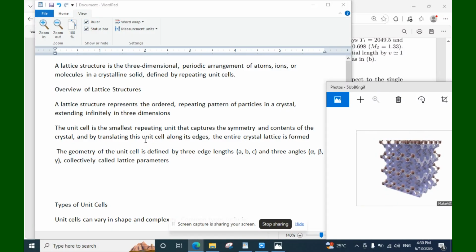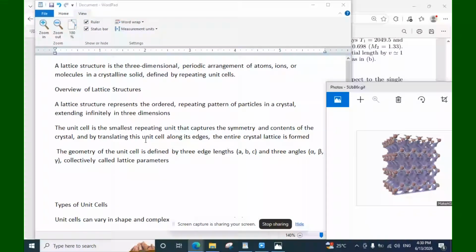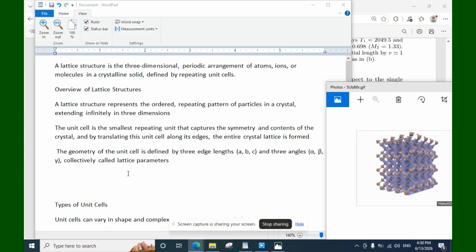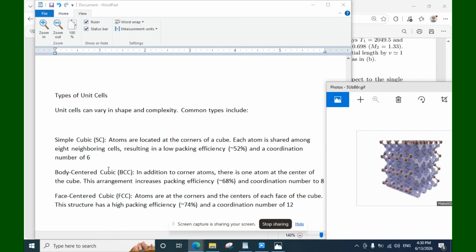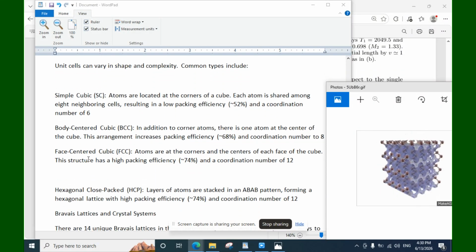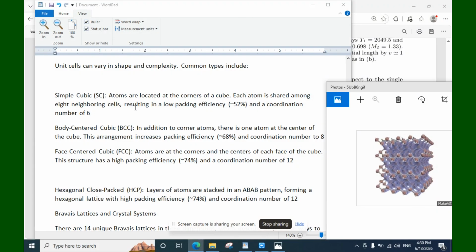The geometry of the unit cell is defined by three edge lengths a, b, c and three angles alpha, beta, gamma, collectively called lattice parameters. Types of unit cells. Unit cells can vary in shape and complexity. Common types include simple cubic, body-centered cubic, and face-centered cubic. Simple cubic, or SC: atoms are located at the corners of the cube.